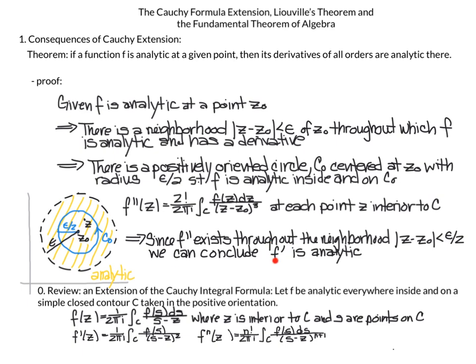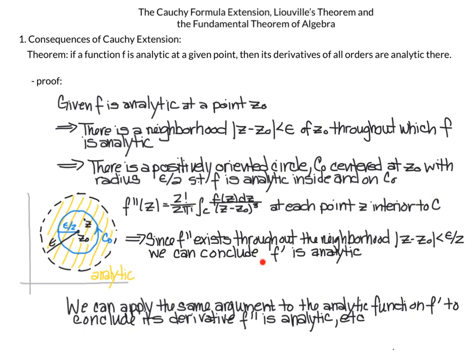So in this case, we can conclude that f prime is analytic because it does have derivatives that exist in this neighborhood, and the derivative is f double prime. So what we have shown is that f prime is analytic. And then we can apply the same argument to the analytic function f prime now. So instead of f, we're going to use f prime to conclude that its derivative, f double prime, is analytic. And we can keep continuing to do this to show that all orders of the derivatives are analytic.